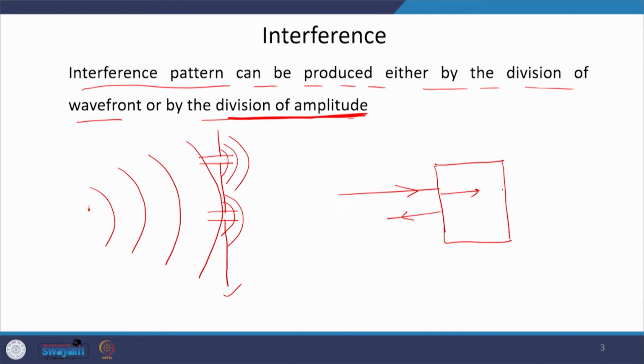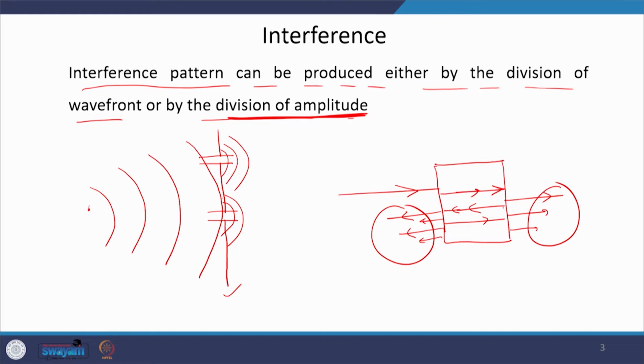This transmitted part will again fall on the second interface, and again a part will be reflected and a part will be transmitted. This reflected ray will again go back after reflection and a part will be transmitted, and therefore there would be multiple transmitted and multiple reflected waves, and these reflected and transmitted waves under suitable circumstances may overlap, and then they may give interference fringes.